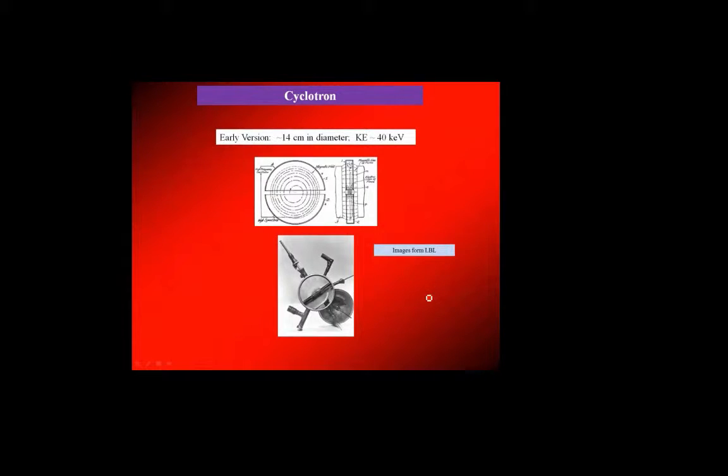This is a diagram of an earlier version of the cyclotron. The original one, which is shown here in this picture, was approximately 14 centimeters in diameter, and that led to achieving a kinetic energy of about 40 keV. The original had this diameter here being about 5 inches, which is the 14 centimeters.